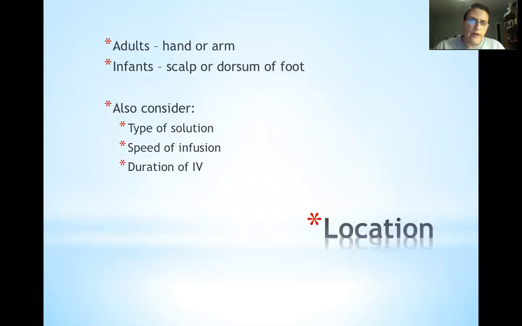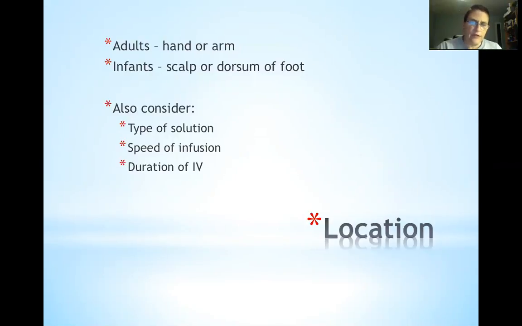So when we talk about adults and IVs, we're looking at either the hand or the arm. We usually try and start low in the hand and then work our way up the arm. The lower we start, the better, because if we start high, we usually can't go lower than that IV. If we blow a site, we can't go low. If we're talking about infants, we are talking about scalp or the dorsum of the foot.